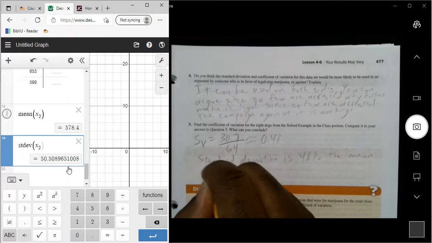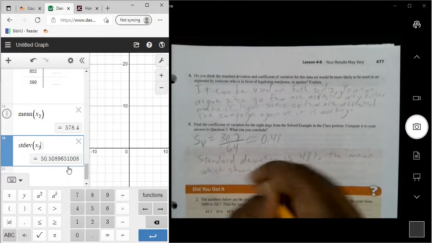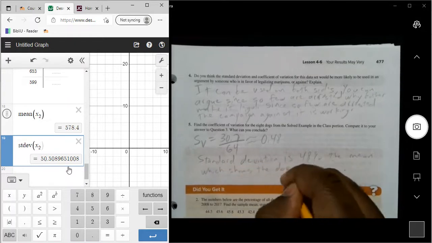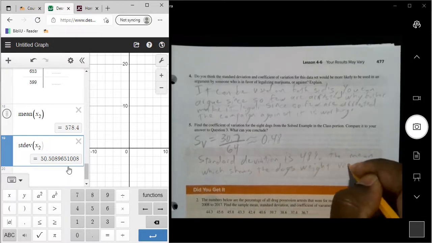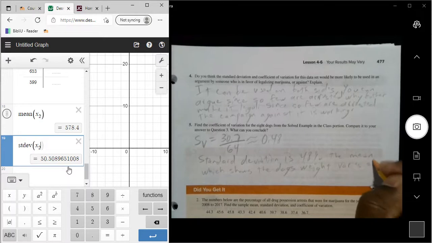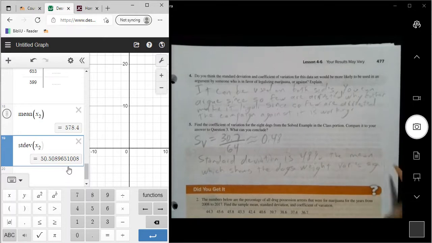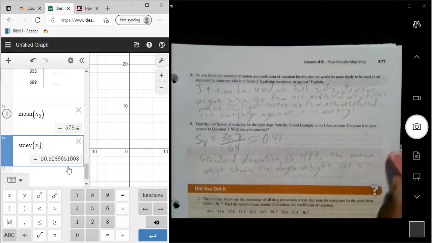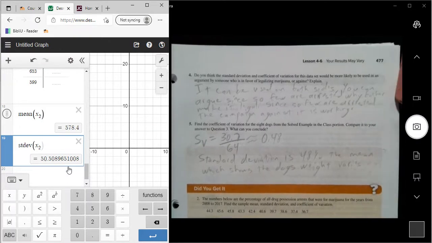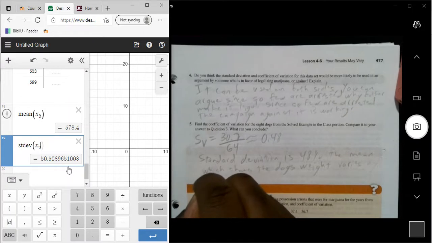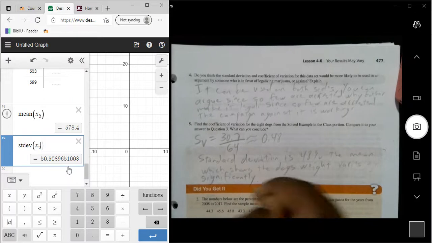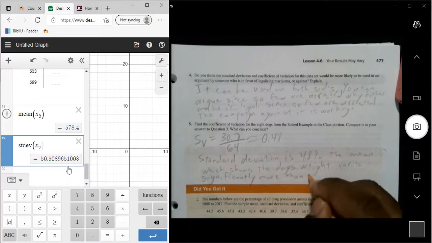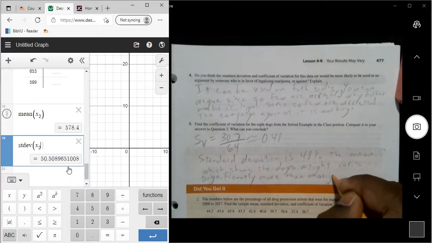Which shows the dog's weight varies significantly more than marijuana arrests.